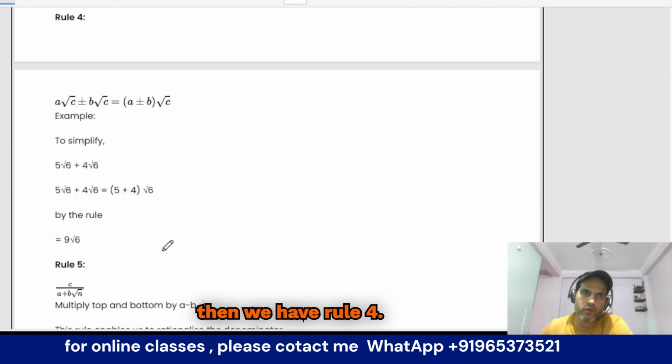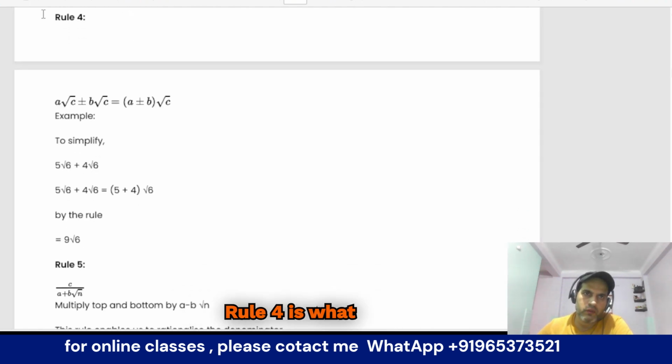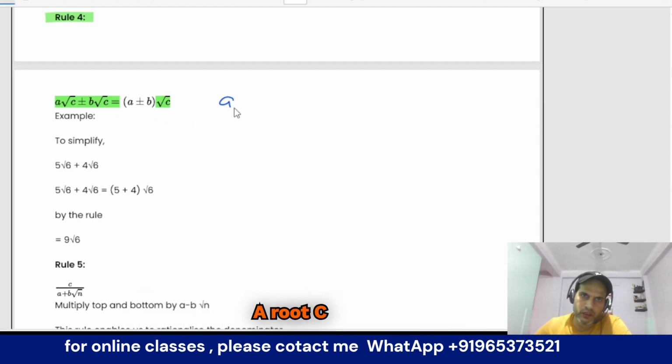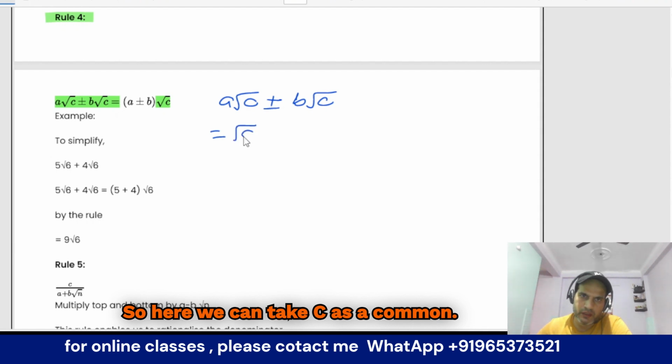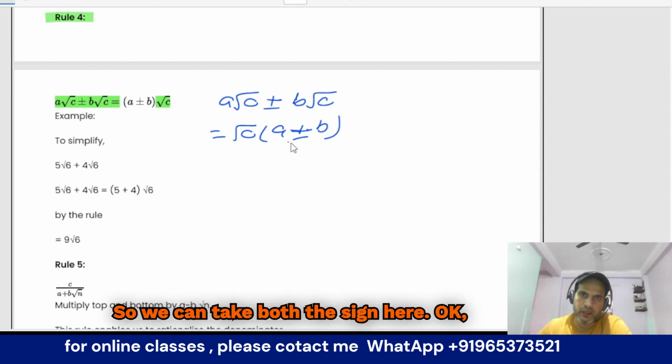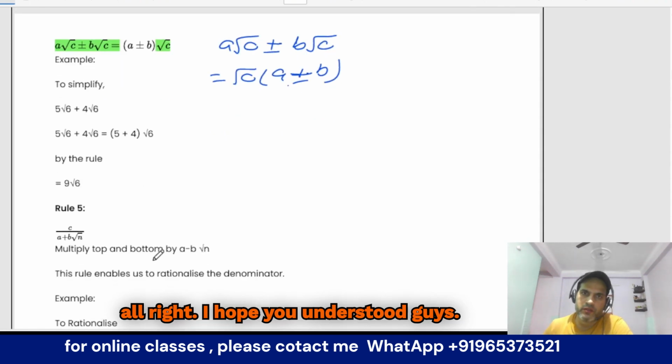Then we have rule 4. What is rule 4? If a root c plus or minus b root c, we can take root c as common here, so it will be a plus or minus b root c. We can take both signs here. Okay, all right. I hope you understood, guys.